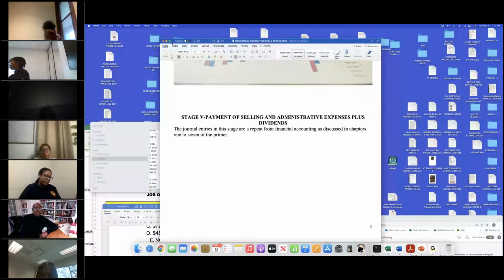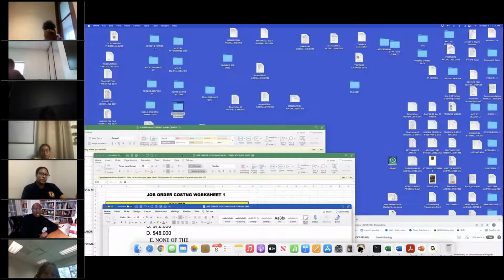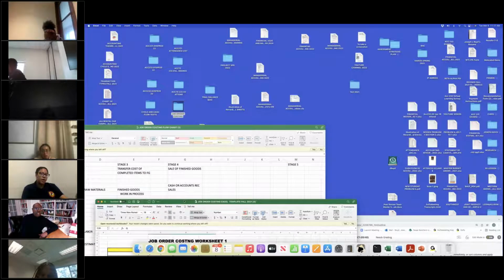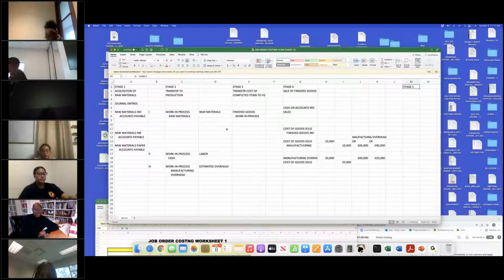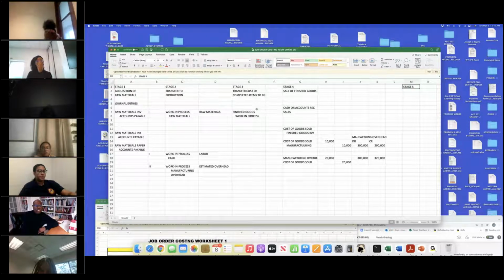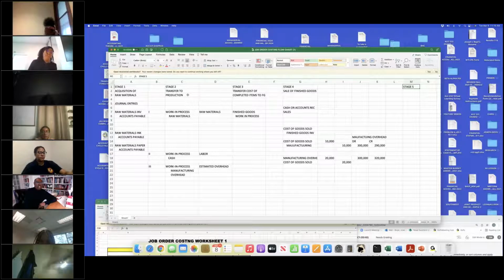So another way that we can look at this is with this worksheet. So you see on this worksheet, and I think this worksheet is in course content. In stage one, here are the acquisition journal entries. So when we buy in the raw materials, this is stage one. Stage two, the transfer of the raw materials and hiring the workers so we can work on the items. Stage two, a set of journal entries.